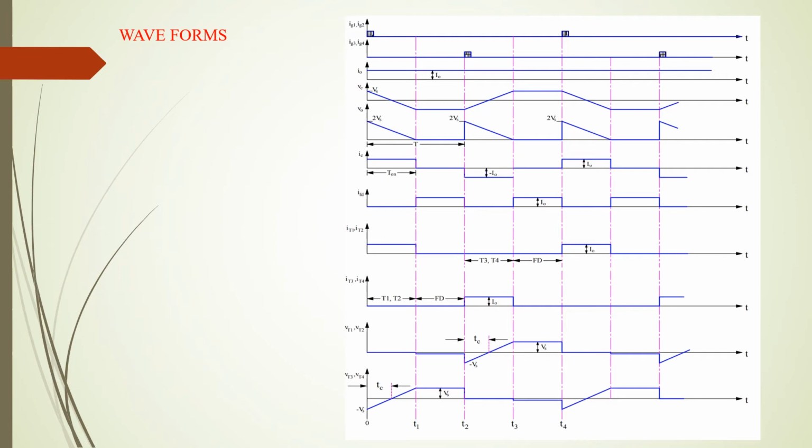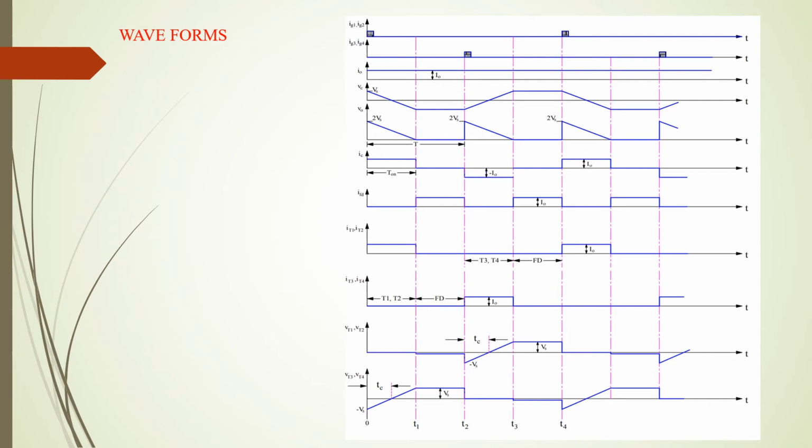At t equal to 0, the thyristors T1 and T2 are triggered, and at that instant IT1 and IT2 are equal to I0. Here IT1 is I0 and IT2 is I0, where T1 and T2 are conducting. When T1 and T2 are conducting, the thyristors T3 and T4 are reverse biased, hence the currents across them are 0.